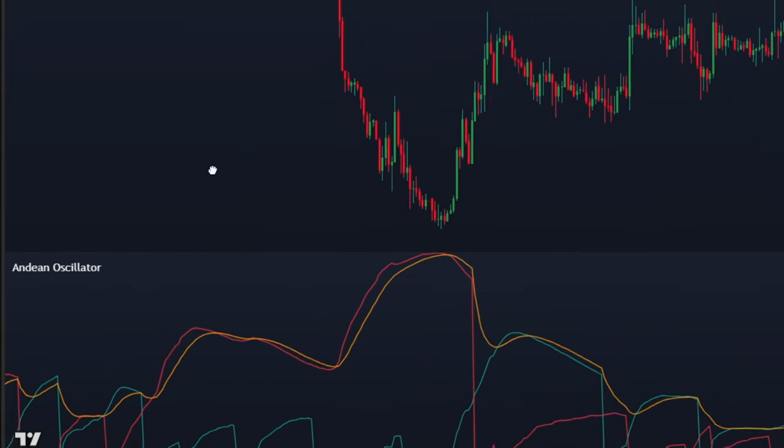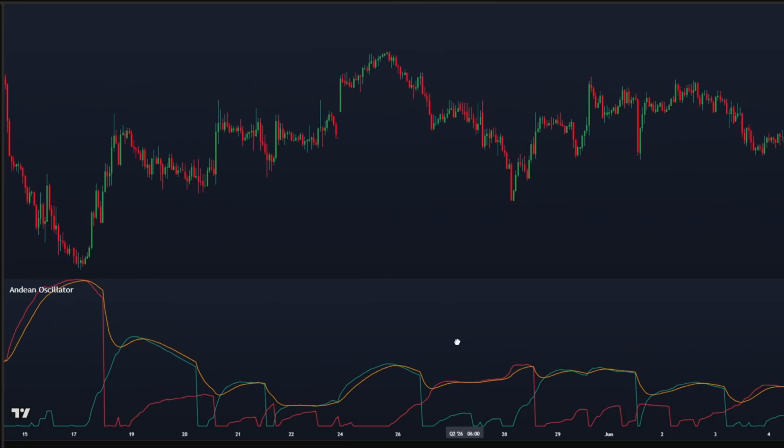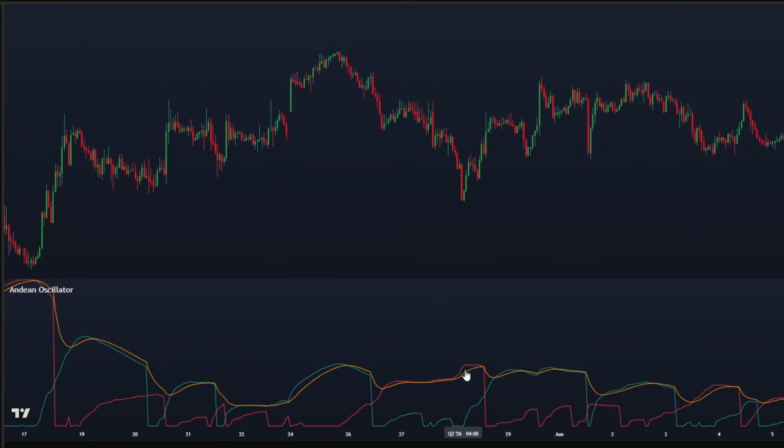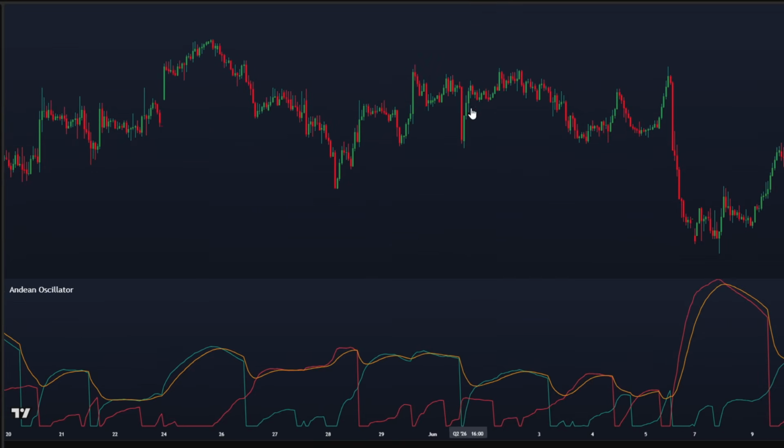The second one is Andean Oscillator by Alex Grover. This one is very useful because, unlike ADX, it can help with both market condition and direction. It is also more sensitive, which makes it useful not only for larger ranges, but also for smaller flat conditions like weak pullbacks inside a trend.